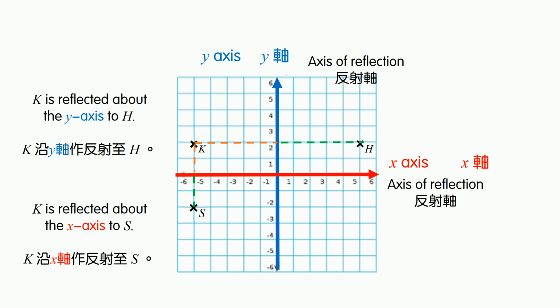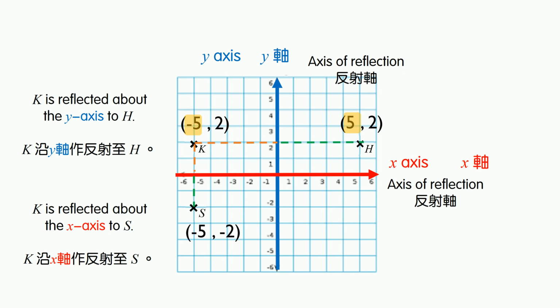And if we look at the coordinates, the coordinates of K are (-5, 2). After reflection, you can see that since the distance remains unchanged, the value 5 stays unchanged, but the sign will change because K moved to the other quadrant. That's why it changed from negative to positive.